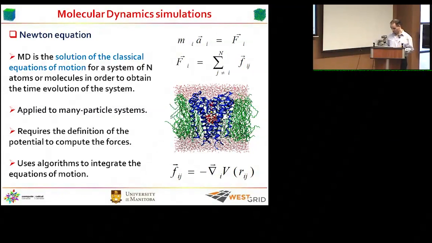Then if we have the potential, we can derive the forces. When we have the force, we can compute the acceleration. If we have the acceleration, we can go back, define the velocities, and from the velocities we can define the position. So if we have the positions of atoms at different times, we have basically the trajectory of atoms. From this we can derive many macroscopic properties.